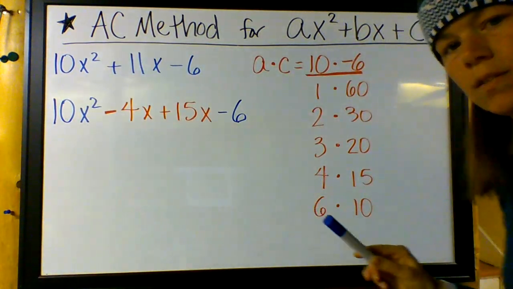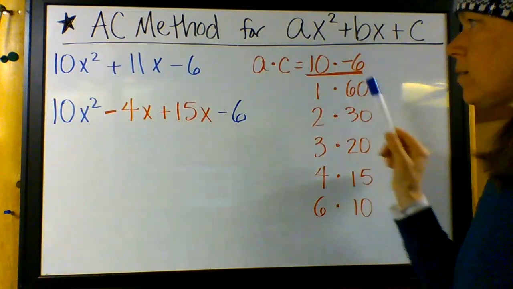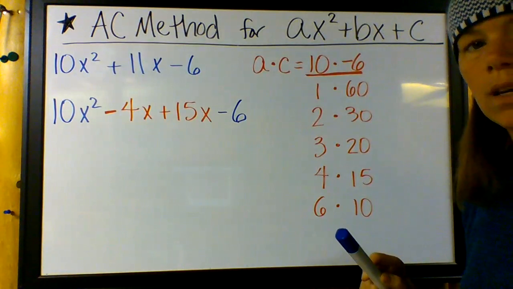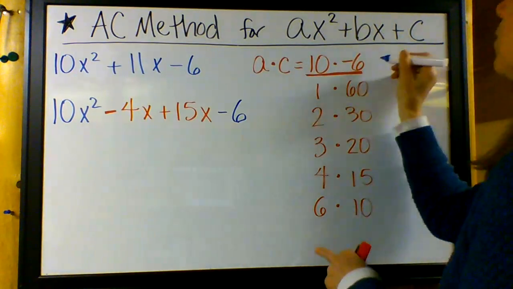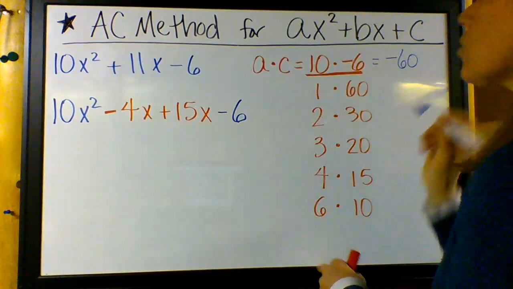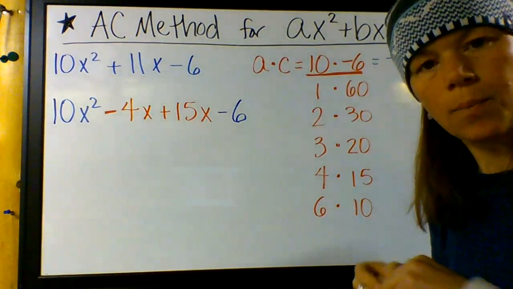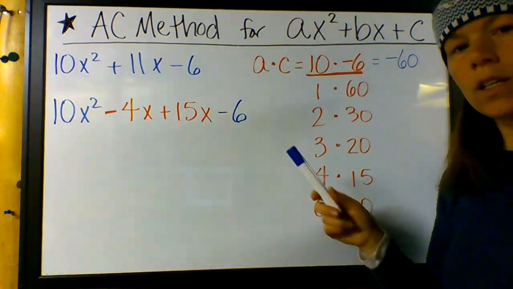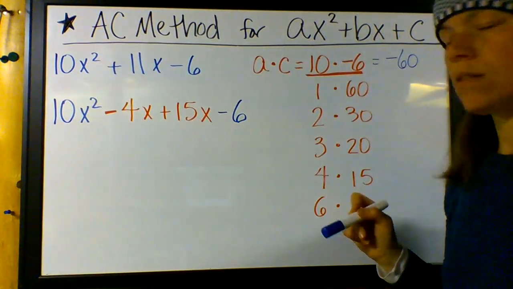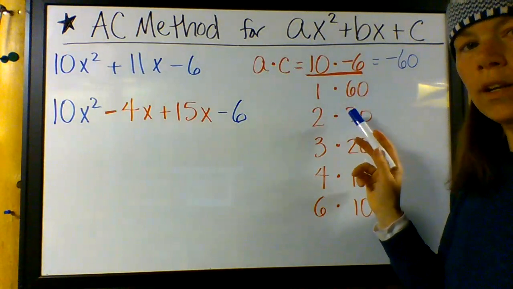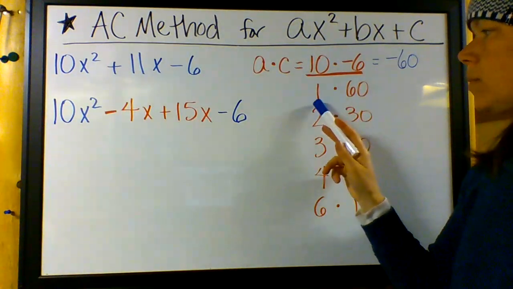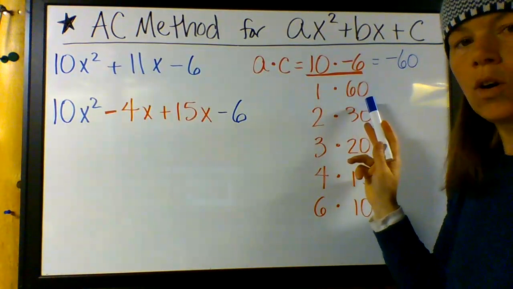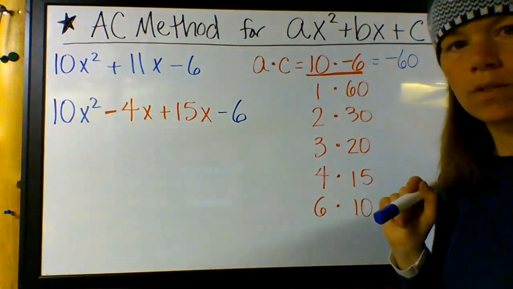So I came over to the side and I wrote, okay, a times c is 10 times negative 6, and that is negative 60, right? So I can write here negative 60. I'm thinking about negative 60, not positive 60. And so I wrote out for myself just to consider what are the factors of 60. Now, for it to be negative 60, one has to be positive and one has to be negative. So this could be negative 1 and positive 60, or positive 1 and negative 60, okay?